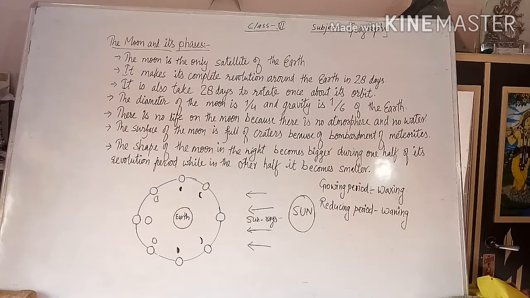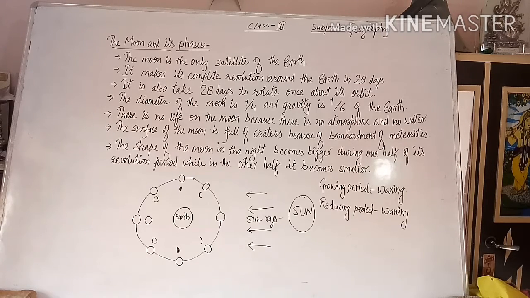Now listen to this one carefully. The gravity is 1/6 of the earth, so it's lesser than the earth. The next one, there is no life on the moon because there is no atmosphere and no water. That is the most important thing: on the moon there is no life, and for life we need atmosphere and water. It is compulsory for life. So there is no life on the moon because there is no atmosphere and no water available.